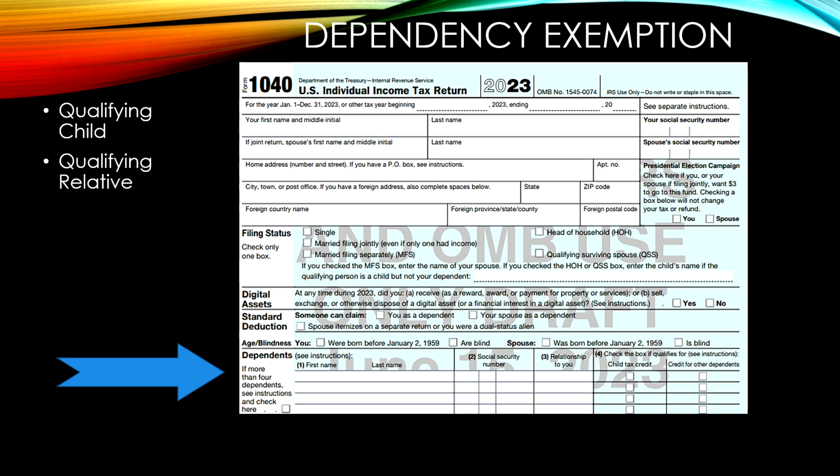Before we do that, I just want you to look at this return and notice our dependents section. And you can see right there on the page where we put down the first and last names, the social security number, their relationship to the taxpayer. And then there's a couple of columns for what kind of credit this person might qualify for. And we'll cover more about those credits in a later lesson, but you can see where they show up.